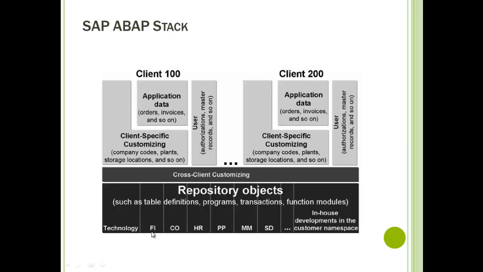Let's say now we have FI, CO, HR like this. These repository objects will have programs, table definitions, transaction codes, function modules. These are all put together and it's called a package. It's like an FI package. What all tables related to FI will be an FI package. That means all the repository objects related to FI can be put together to form a package. There may also be some objects which are cross modules, not only used by FI but also used by PP or MM, stuff like this. All these objects put together as a group will be called one package.